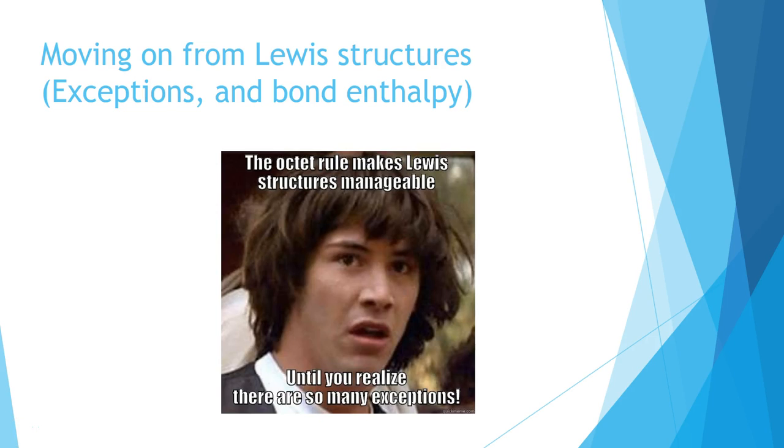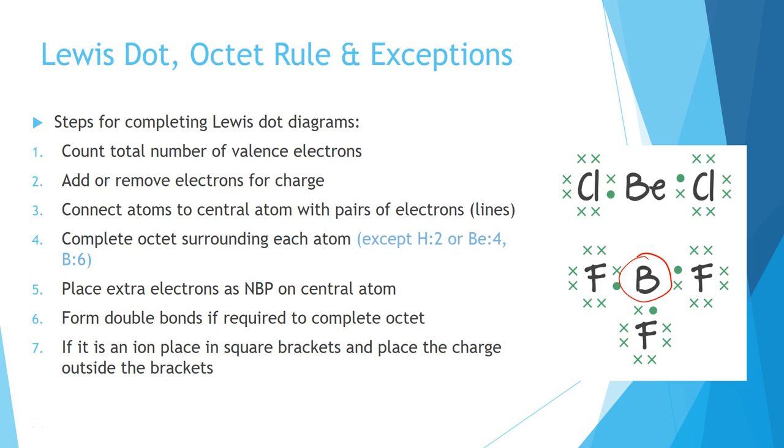So here we are moving on with a little bit more on Lewis structures, almost done, but today we've got to look at our exceptions and then just touch a little bit on bond enthalpy. So up until this point, we have looked at Lewis dot structures that follow the octet rule.